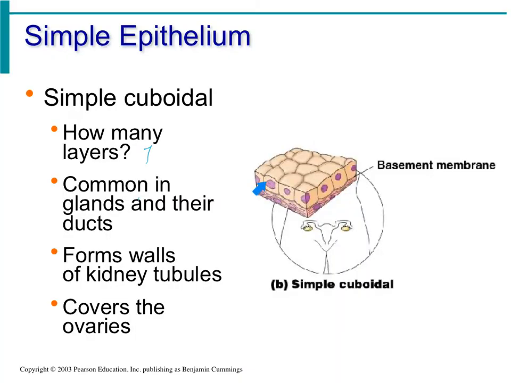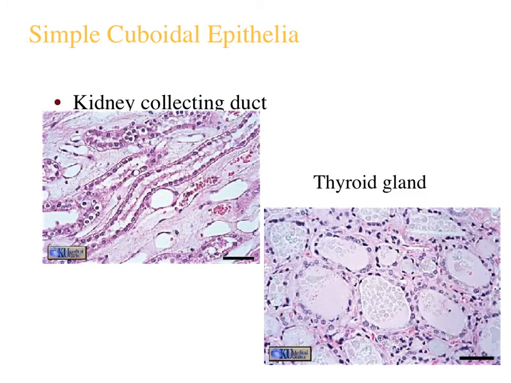Okay, here is simple cuboidal. You can see they're about as tall as they are wide. Simple, so single layer. They are common in glands and ducts, kidney tubules, for instance, covering the ovaries. So there's a little more protection. It's not as critical that things pass across a simple cuboidal membrane. Here in the collecting duct of the kidney, you can see lining there. The thyroid gland, you can see. And you can also see that since these are actual micrographs, it's a little bit more challenging to see things. So just keep practicing, keep looking.